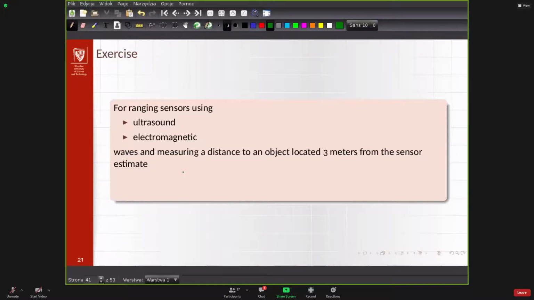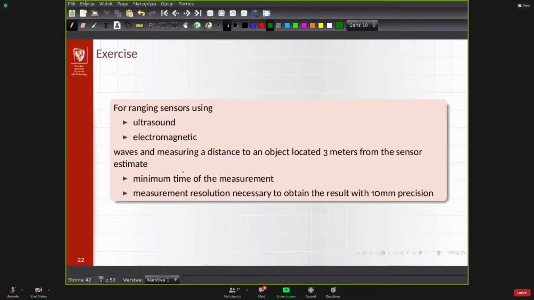Let's make a brief exercise again with some calculations. We can use the two different time of flight ranges, ultrasonic and electromagnetic. Let's say that we have an object that is 3 meters away from our sensor. Can you say what is the minimum time of the measurement that we will have, and what is the resolution needed if we want to have a 10 millimeter precision of the data?